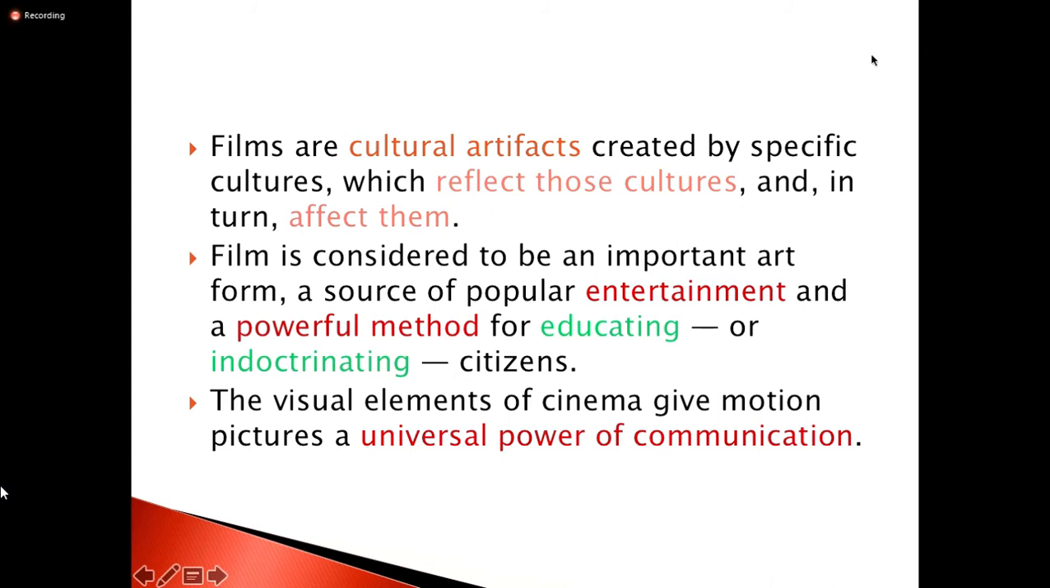Do you agree with the word indoctrinating citizens, Yoga? I guess, yes, ma'am. Say your opinion. Indoctrinating citizens. So there are a lot of movie genres, for example political movies, and I believe that in political movies, the crew insert a particular message that they want to convey to people. So I think it helps them to indoctrinate the citizens.